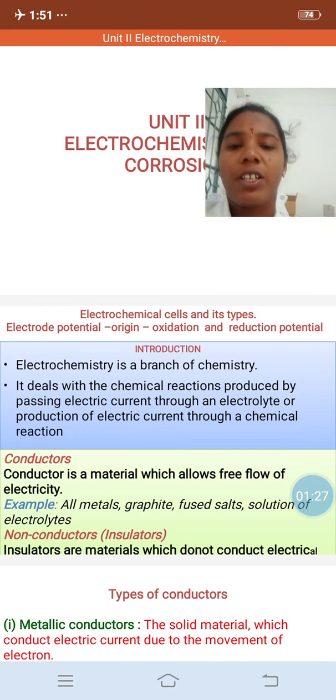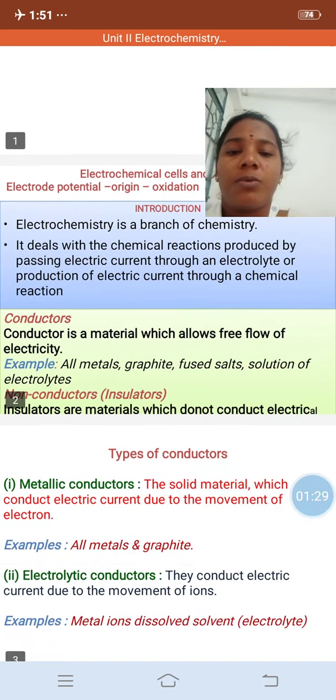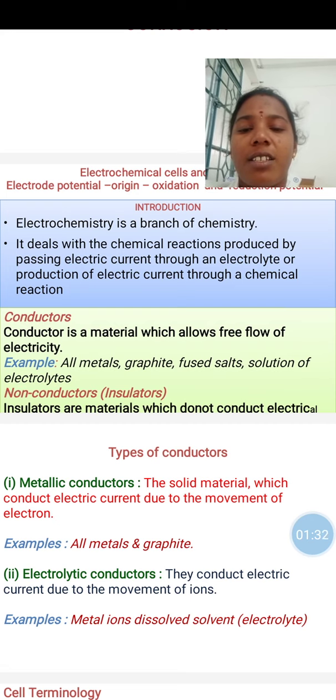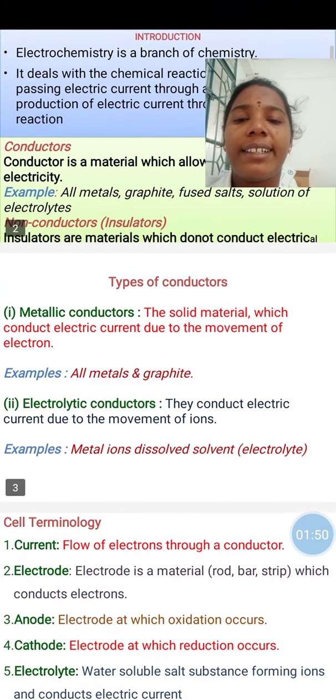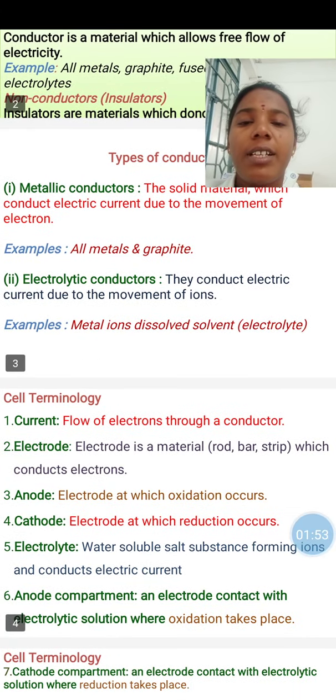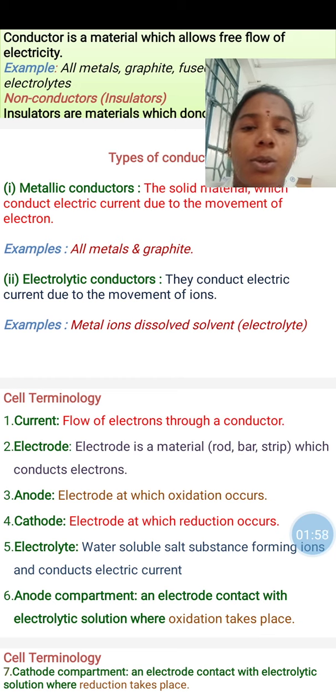Then there are two types of conductors. First is metallic conductors, second is electrolytic conductors. Metallic conductors are solid materials which conduct electric current due to the movement of electrons, for example all metals and graphite. Electrolytic conductors conduct electric current due to the movement of ions in solution. For example, metal ions dissolved in a solvent can act as an electrolyte.